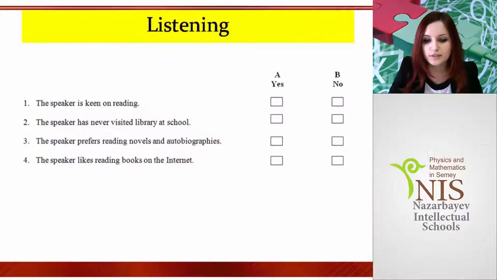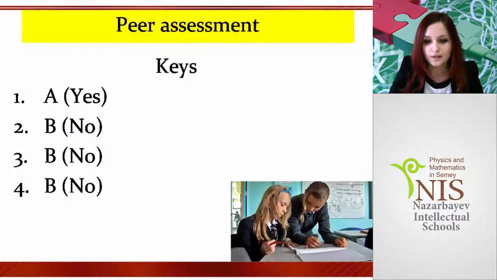Okay, now please put a tick on the yes or no. The speaker is keen on reading. The speaker has never visited a library at school. The speaker prefers reading novels and autobiographies. The speaker likes reading books on the internet. Okay, now I would like you to exchange your papers with your partner and we are going to assess your work. Number one, this is A for yes, two, B, three, B, and four, again, this is B. Pay attention that you will achieve this learning objective if you have four right answers. So count your partner's score and circle achieved or working toward.